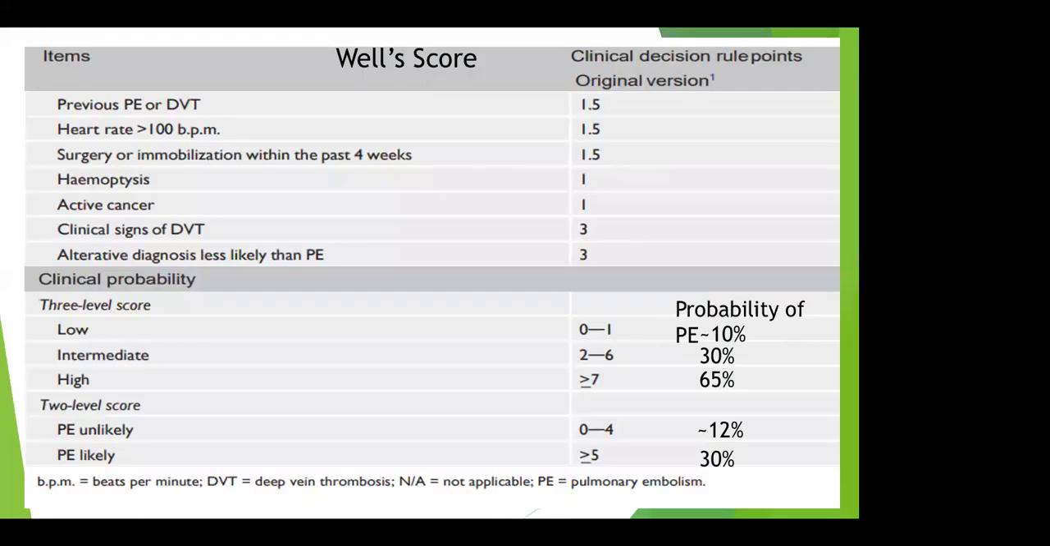So this is the Wells score, basically a scoring to determine whether the patient is at risk of PE or not. Components include whether any previous PE, whether the patient is taking cardiac or not, any surgery, hemoptysis, cancer, any clinical signs of DVT, or any alternative diagnosis that is less likely than PE. And it can be scored into low, intermediate, or high probability.